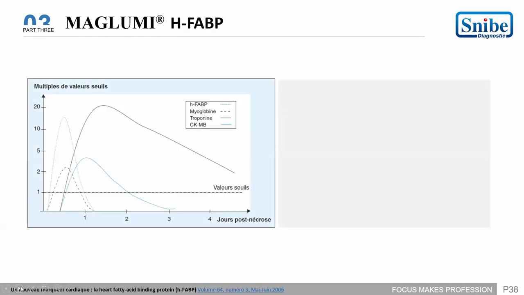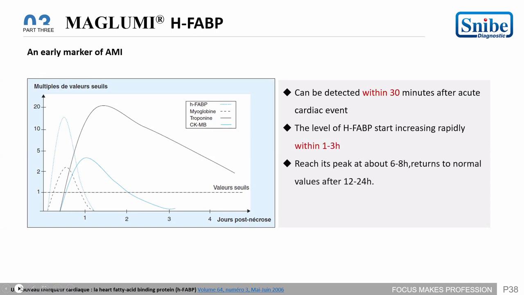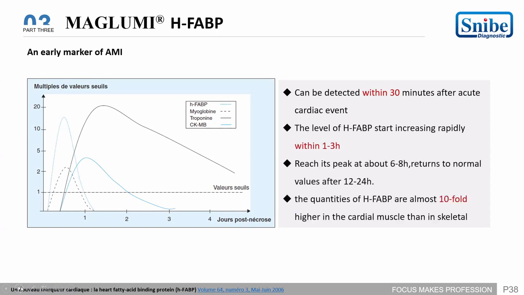If we go to the early markers of acute myocardial infarction, you can see here we have options like troponin, CK-MB, myoglobin, and HFABP. These are the markers which help you to diagnose. You can see that HFABP is also an early marker.